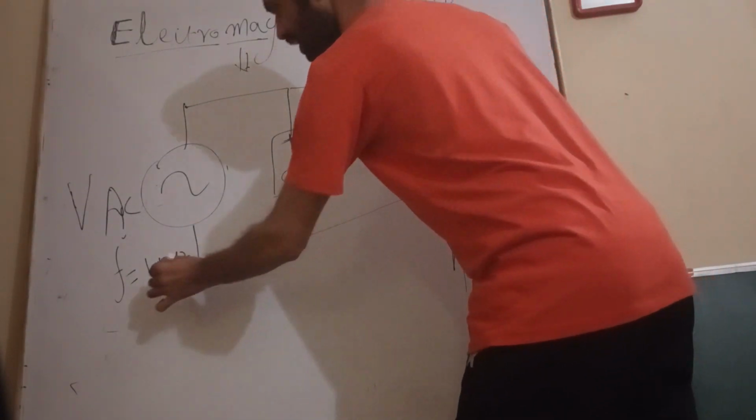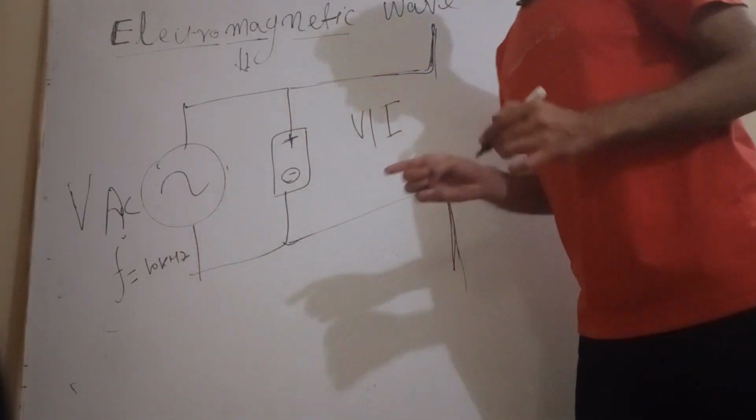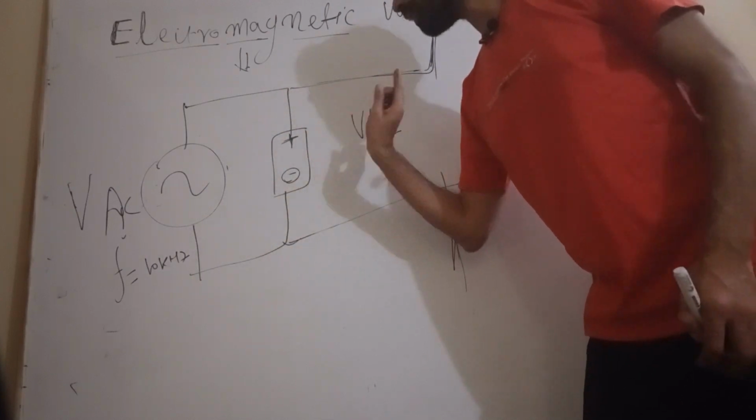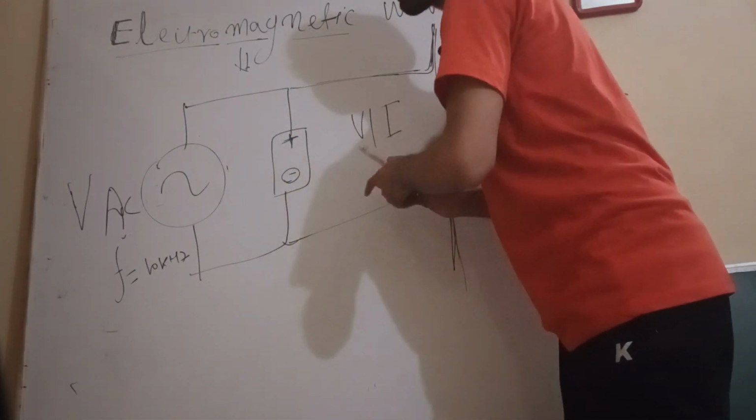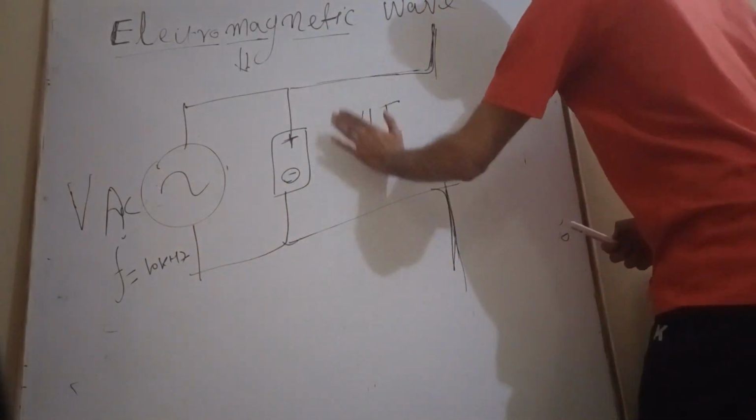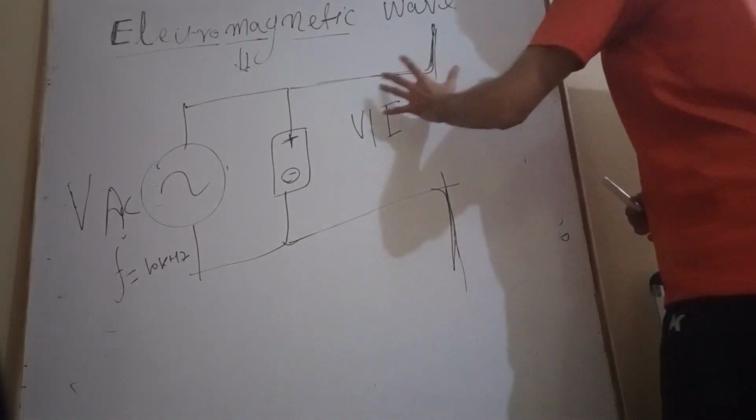I am oscillating this charge at the frequency of 10 kilohertz. 10 kilohertz means 10,000 cycles pass through a particular point in one second, which means I am oscillating this charge 10,000 times. Then this VI oscillation, I want to radiate through space.